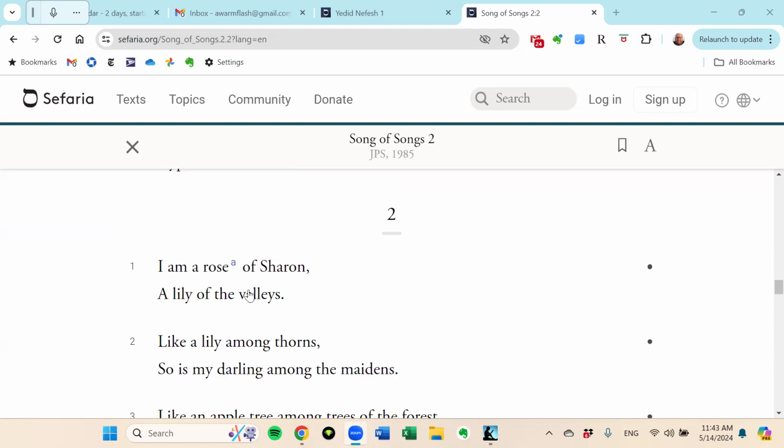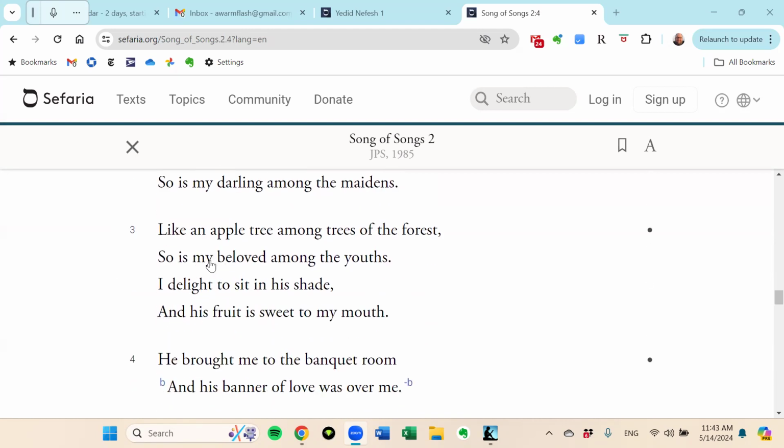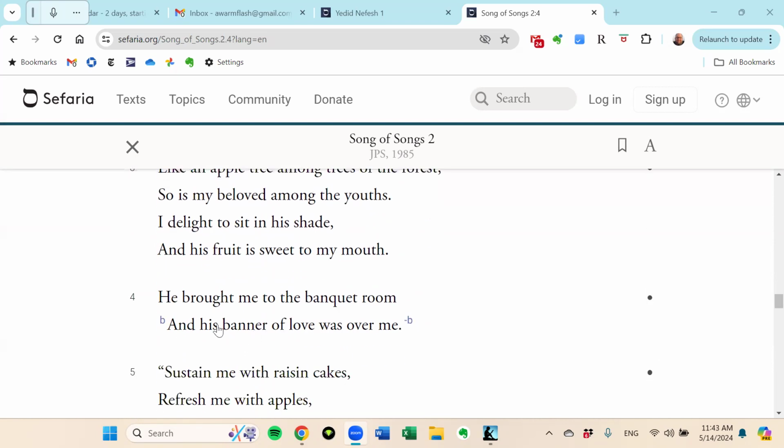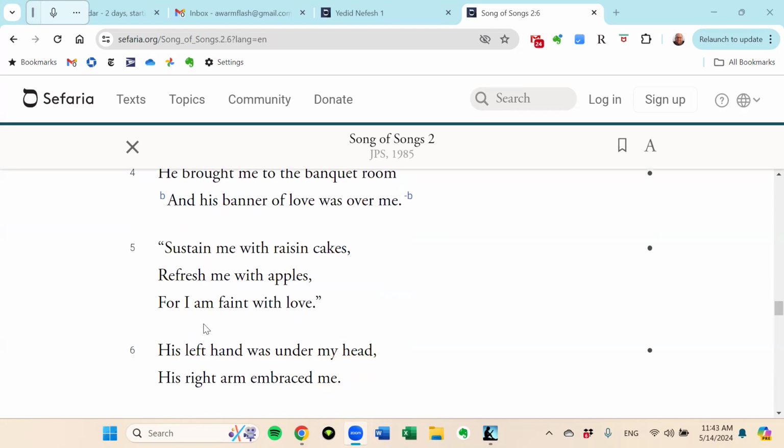I am a rose of Sharon, a lily of the valley, like a lily among the thorns, so is my darling among the maidens, right? His description of her, right? Think of a thorny rose bush, but in the middle, the other women are all thorns, and she is a beautiful flower. Like an apple tree among the forest, so is my beloved among the youths. I sit in his shade, his fruit is sweet in my mouth. He brought me to the banquet room, his banner of love was over me, sustained me with raisin cakes, refreshed me with apples. I am faint with love.